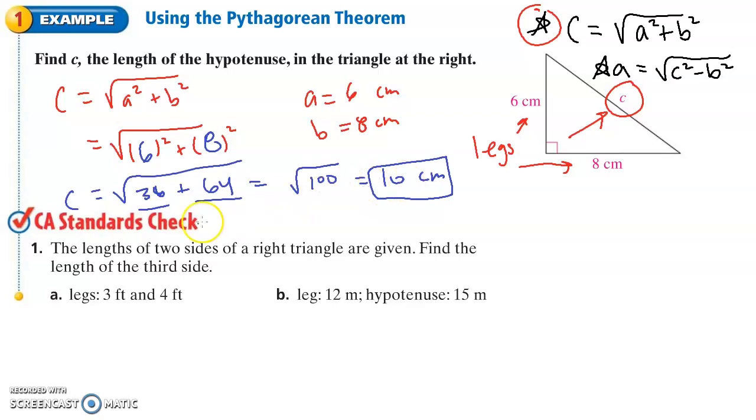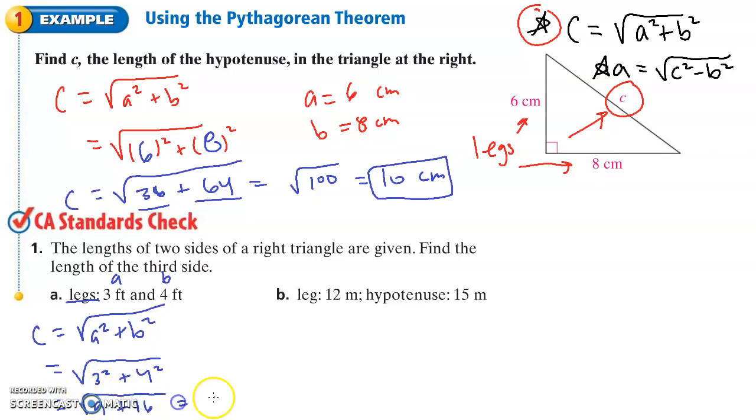Let's look at standards check number 1. They give you 2 different side lengths, and then they want you to figure out the length of the third side. Now, example A says we're trying to find the missing side, and they give you the 2 legs. So if they give you the 2 legs, that means these are A and B. That means we're solving for C. So C is equal to the square root of A squared plus B squared, which is the square root of 3 squared plus 4 squared, which is the square root of 9 plus 16, which is the square root of 25, which simplifies to be 5. So that means that C is going to equal 5 feet.